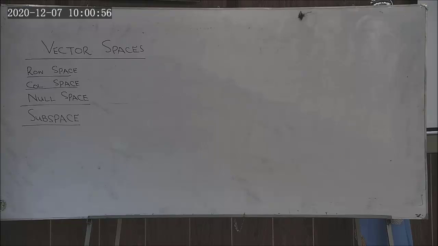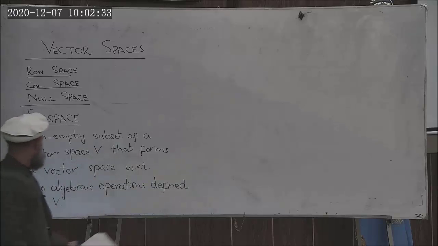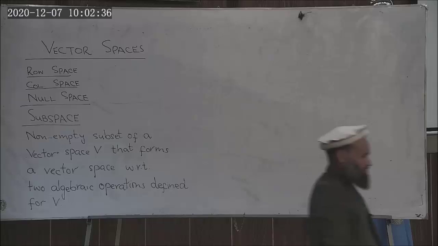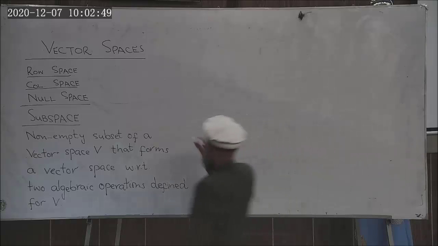If you have a vector space and you take a subset of that vector space, and if that subset is also a vector space, then that subset is called a subspace. Let me write it. A non-empty subset of V that also forms a vector space with respect to the same two algebraic operations, addition and scalar multiplication, will be called a subspace. Let's clarify it with the help of examples.